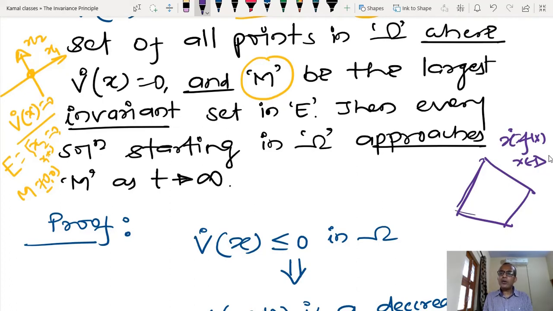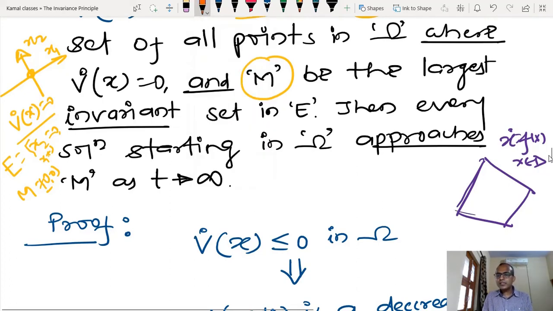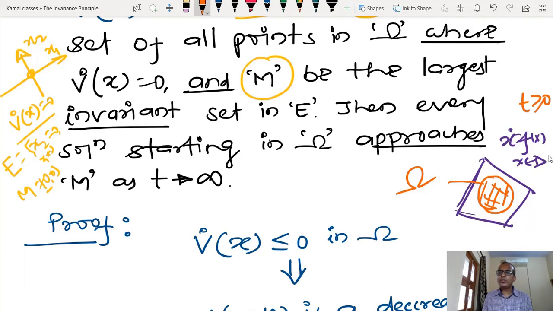After that, inside this region I am going to choose some kind of compact set, and I call that set omega. This is the compact set I have selected. Since f(x) is locally Lipschitz inside this region, I can say that there exists a solution for all t greater than or equal to t0 by the existence and uniqueness theorem.